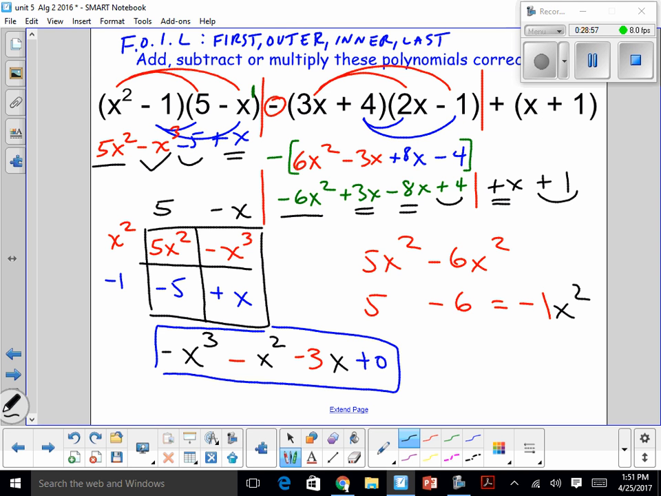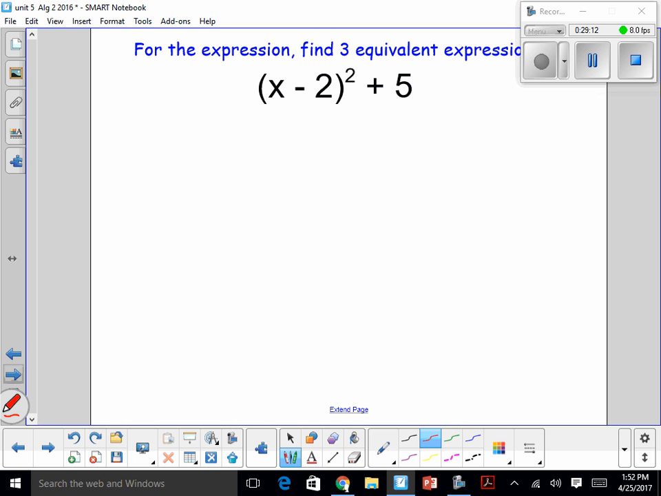This is page 58, page video, page 58. I'm trying to get to page 59. Circle 3 equivalent expressions. Basically, write this in 3 different ways that look different than what's up there, but it means the same thing. So here's the first way.